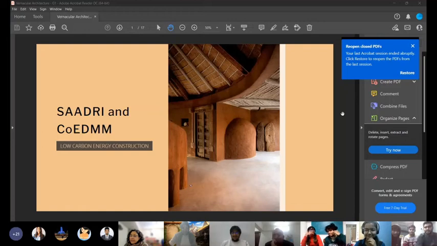Okay, so I would like to start by introducing the project. Basically, we went for a low carbon energy construction, as was given in the brief.